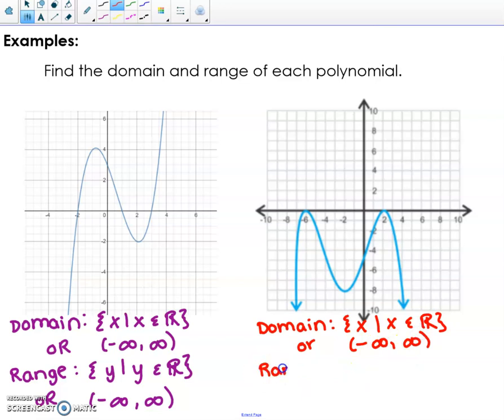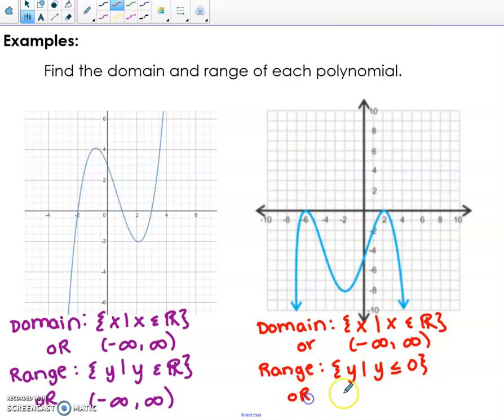Now the range here will be different because this is an even degree. So if we want to write this in set notation, we'll say y such that, and then we're going to write an inequality that expresses this. So the y values are all below 0. There's nothing above 0. So we'll say that y is less than or equal to 0.